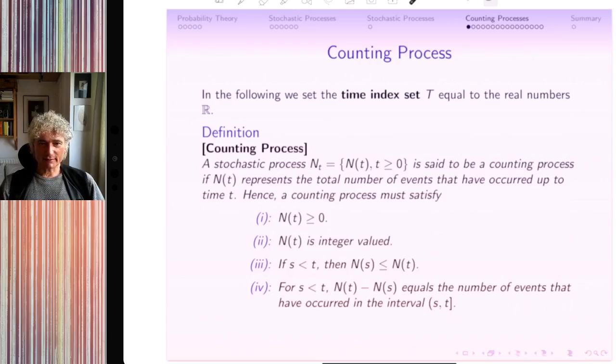Now let's look at axiom 4. For any time s less than a time t, the difference between n of t and n of s equals the number of events that have occurred in the interval (s, t]. This is also, of course, making natural sense.